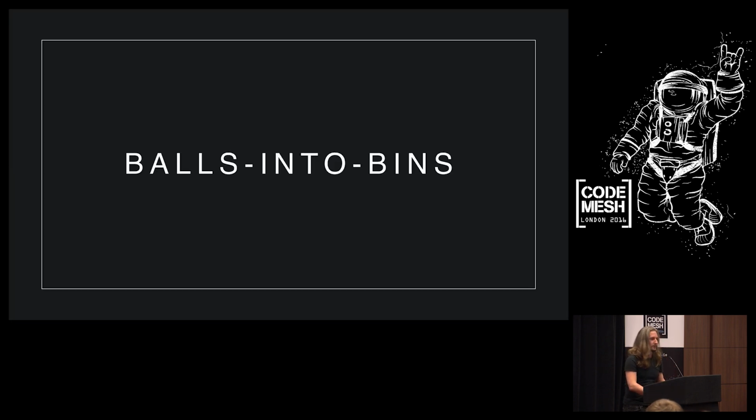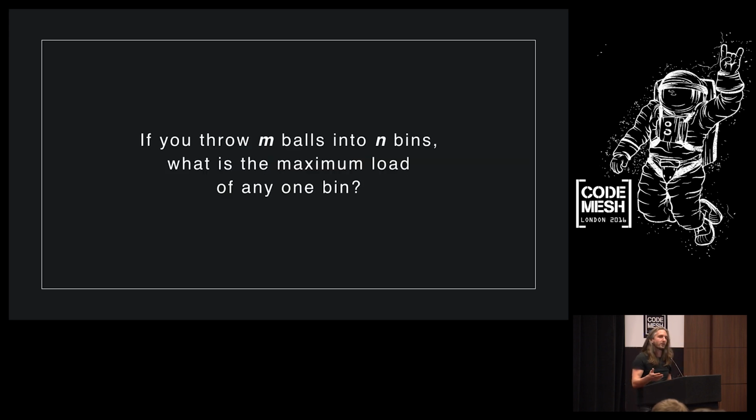How many people here have heard of the balls into bins problem? Yes, a few of you. That's actually more than most the other couple times I've given this talk. And so that's exciting, though, because I can introduce you to a really fun probability theorem idea, right? So the problem goes like this. If you throw m balls into n bins, what is the maximum load in any one of those bins?